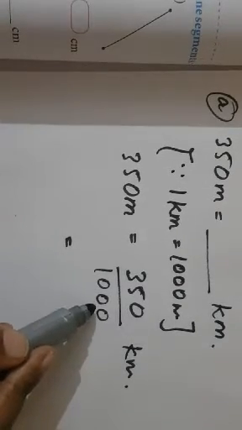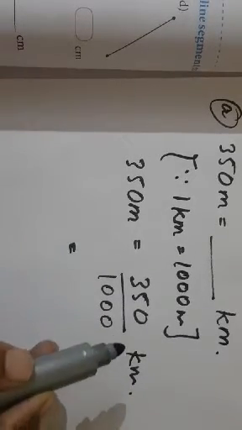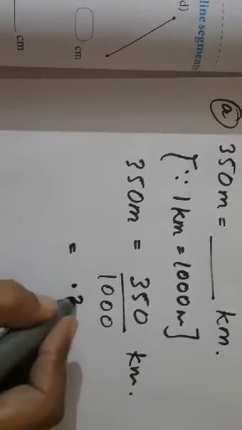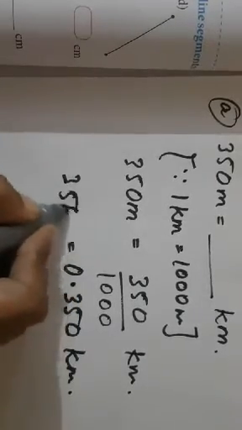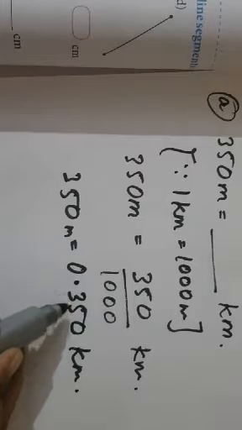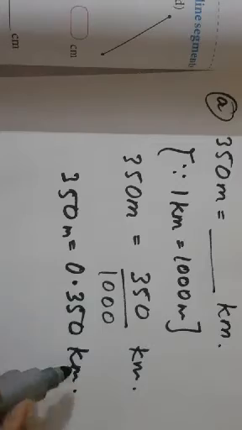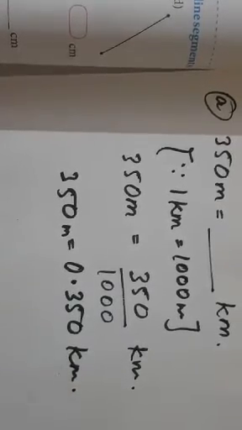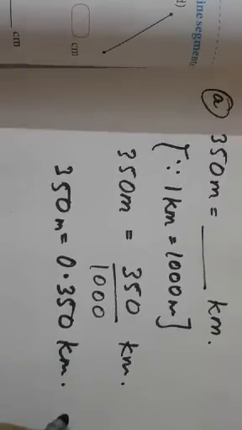जितने number of zeros नीचे लिखे हुए होते हैं, 1000 में कितने zeros हैं, 1 2 3. So we'll put decimal after 3 digits, 1 2 3, 350. So 350 meter is equal to 0.350 किलोमीटर. डेसिमल के बाद के digits को हम 350 नहीं read करते हैं, decimal 350 किलोमीटर.